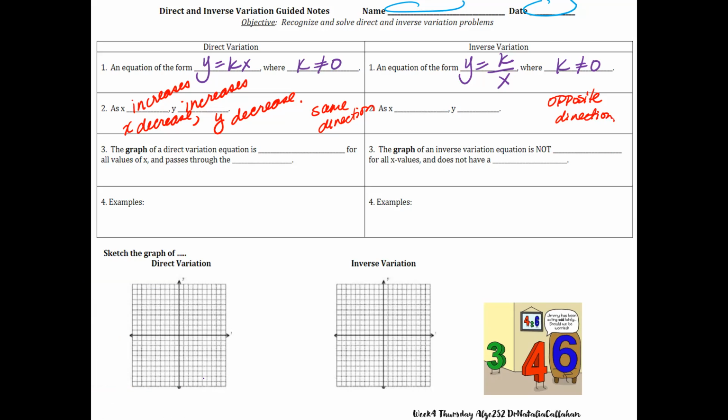And by opposite, I mean that as x increases, y decreases, and vice versa, as x decreases, y increases.